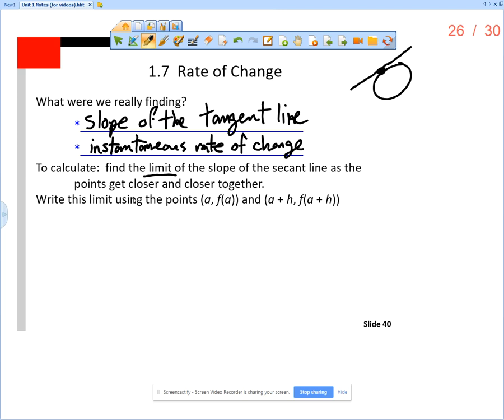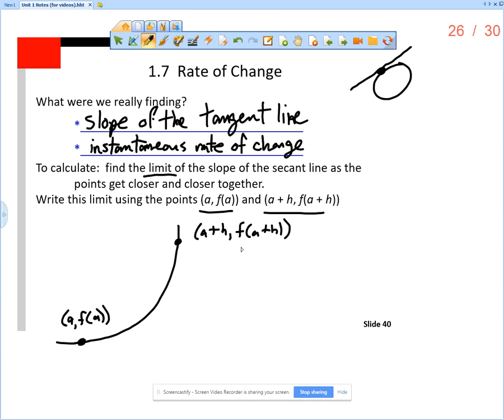All right, now, we're going to write this limit using the points (a, f(a)) and (a+h, f(a+h)). So I'm going to draw a curve here, and I'm going to exaggerate it. Here's (a, f(a)). And then up here is going to be (a+h, f(a+h)). All right. Now, there is a distance between these two. How far apart, horizontally speaking, are these 2 points? Well, if this one is at x equals a, and this one is at x equals a plus h, then the width between them is actually h, right? And so what we want to do is we want to find the slope of the secant line.